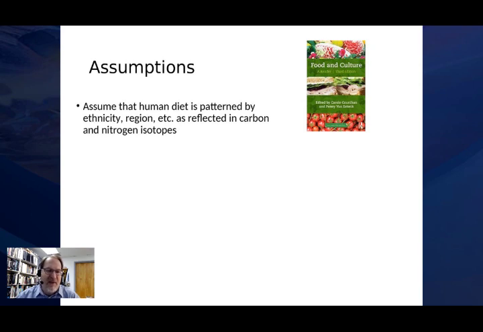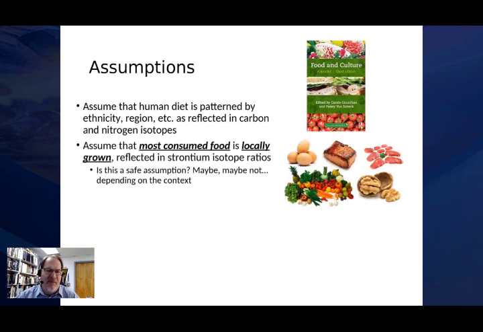So we have a lot of assumptions. We assume that human diet is patterned by things such as ethnicity and region, as reflected in carbon and also nitrogen isotopes. It does turn out that carbon is much more useful than nitrogen. Nitrogen values don't vary that much between the groups that we have looked at so far. So it does help in a small way, but carbon is much more powerful.